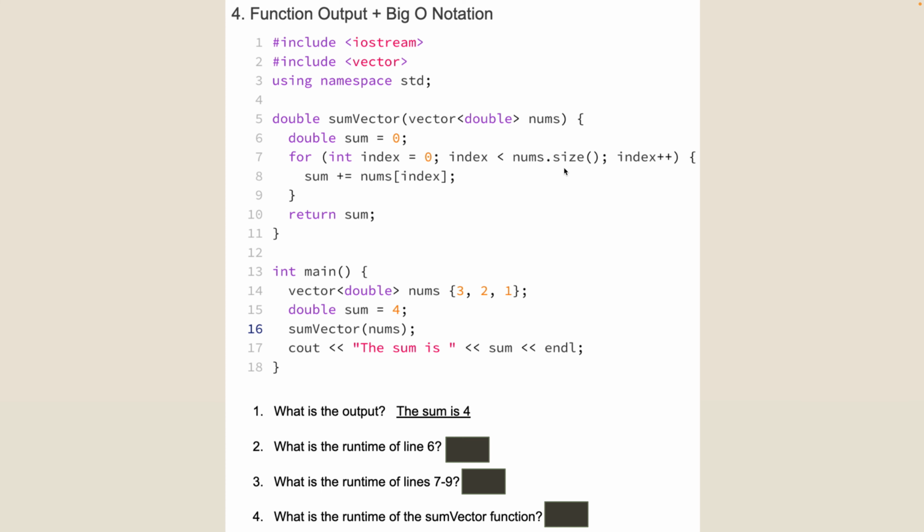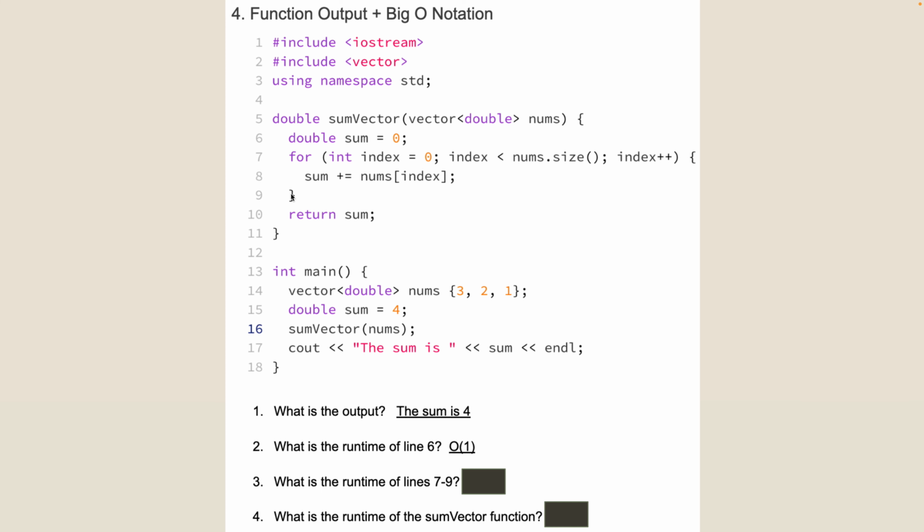If we had 1,000,000 elements in this vector, how many times would line 8 run? 1,000,000 times. If nums.size was 100, how many times would this run? 100. So it's directly proportional to n, the stuff in the for loop. Does that make sense? So first off, line 6, double sum equals 0. Does it matter how big the vector is for how many times this code runs? No. So what do we call that in terms of big O notation? O of 1. It's constant time. It doesn't matter if n is 100 or 1,000,000. Line 6 is always just going to run one time.